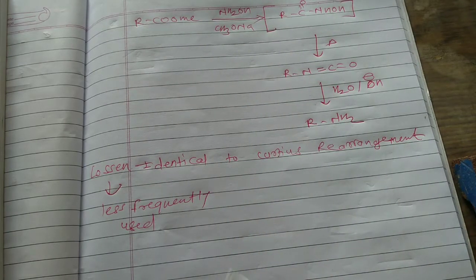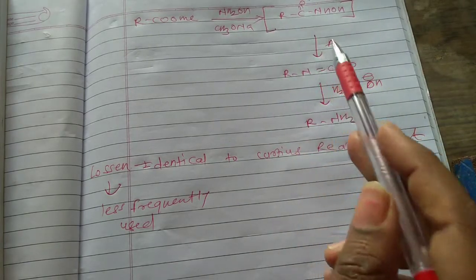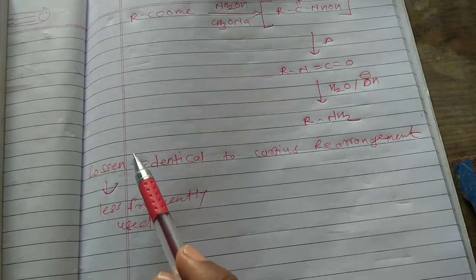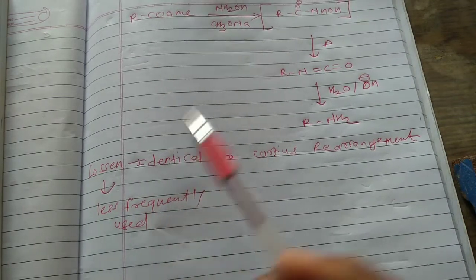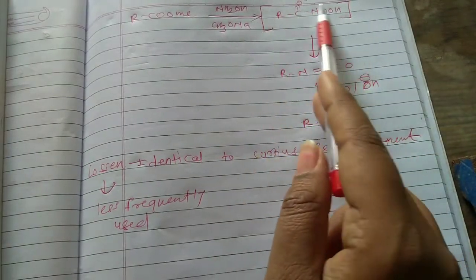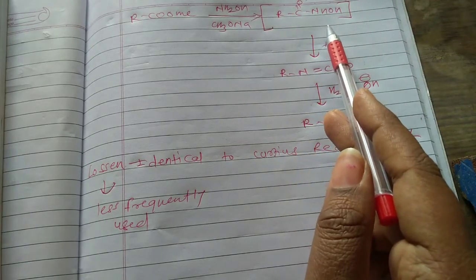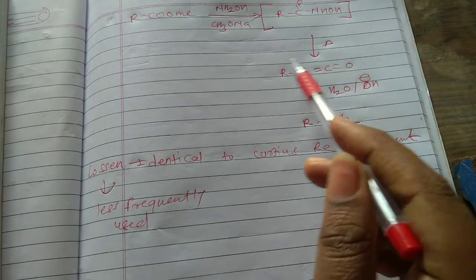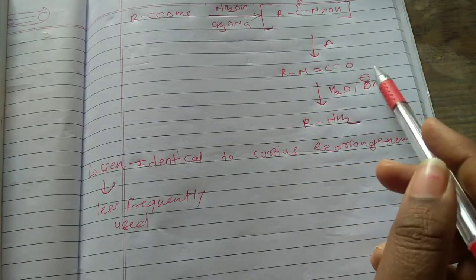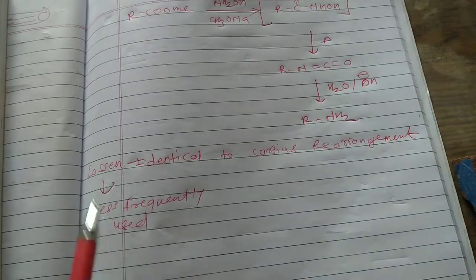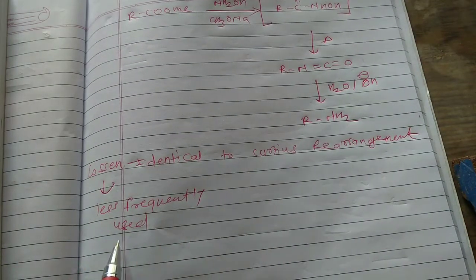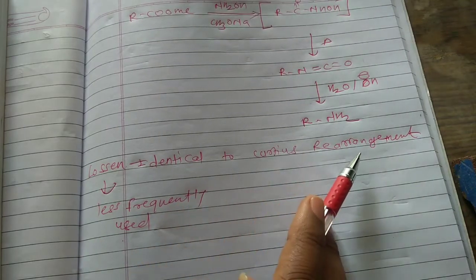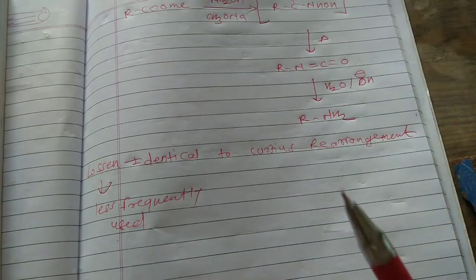In all the reactions there is a formation of the isocyanate, but here in the Lossen rearrangement reaction it is difficult to prepare this hydroxamic acid, which is the precursor for the formation of the isocyanate. That's why this is a less frequently used rearrangement reaction than the Curtius and the Schmidt rearrangement reactions.